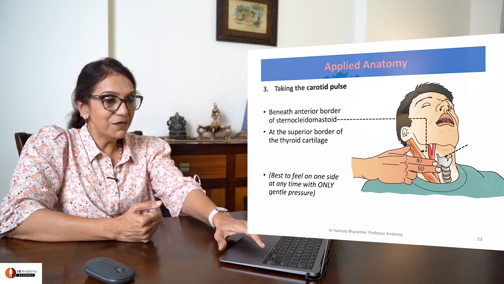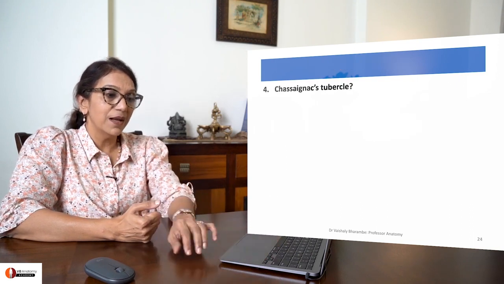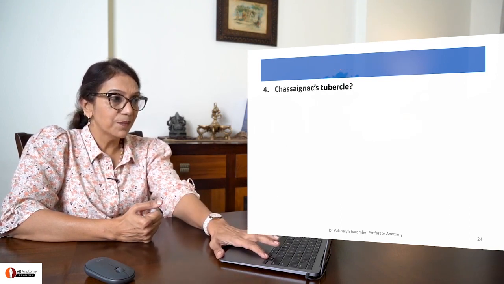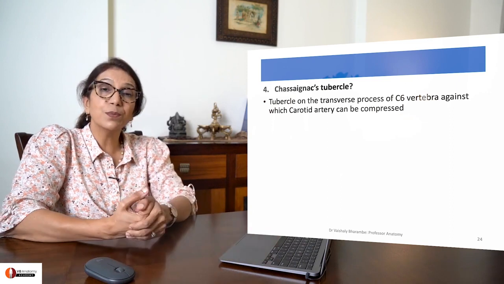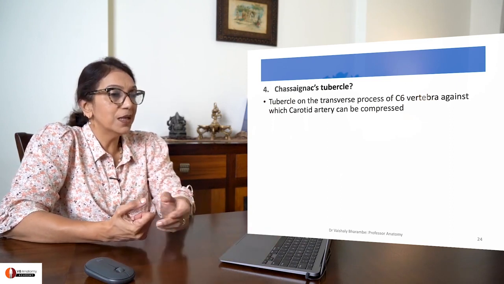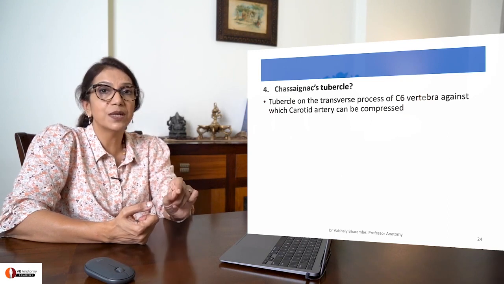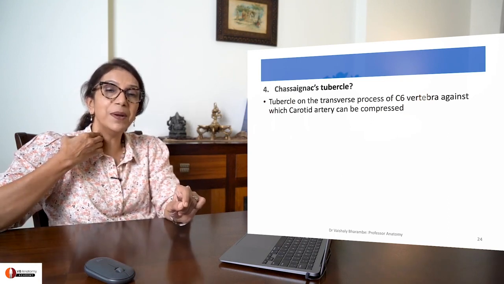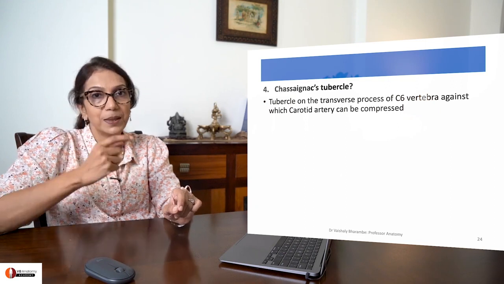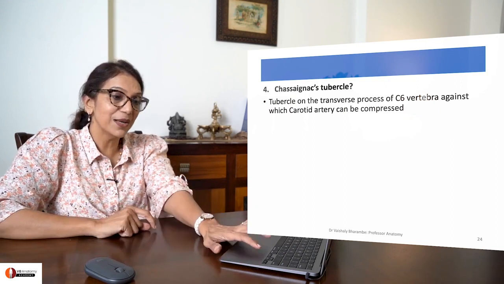With reference to this, what is Chassaignac's tubercle? Chassaignac's tubercle is the tubercle of the transverse process of the C6 vertebra. You often palpate the carotid against that tubercle. That's the reference I was telling you about.